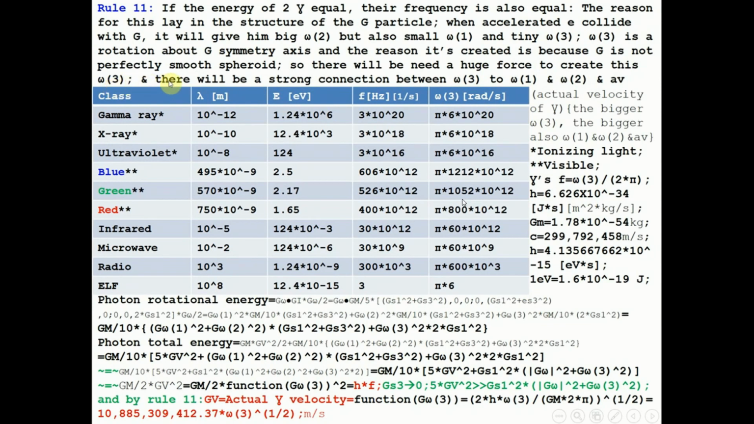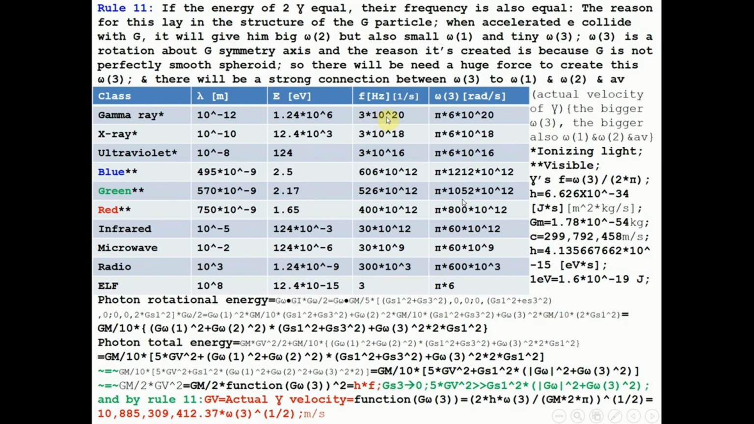And there will be a strong connection between the angular velocity along the z component and the angular velocity along the x and the y component, and the actual velocity of this photon. In other words, the bigger the angular velocity along the z component, the bigger also the angular velocity along the x and the y component, and also the actual velocity. In this table, we can see that the frequency of the electromagnetic radiation, which is photon, varies from 3 to 3 times 10 to the 20.